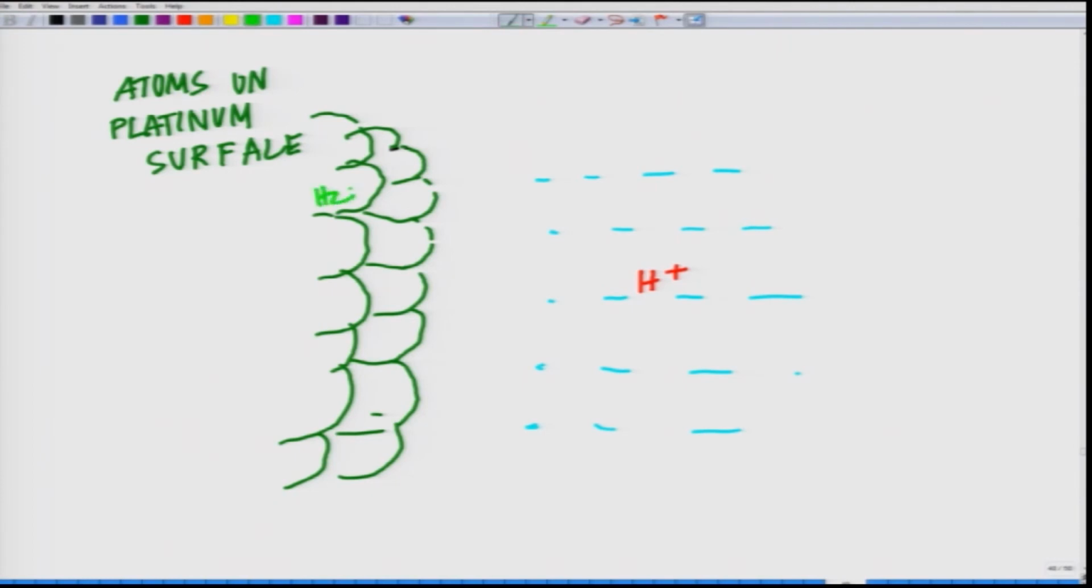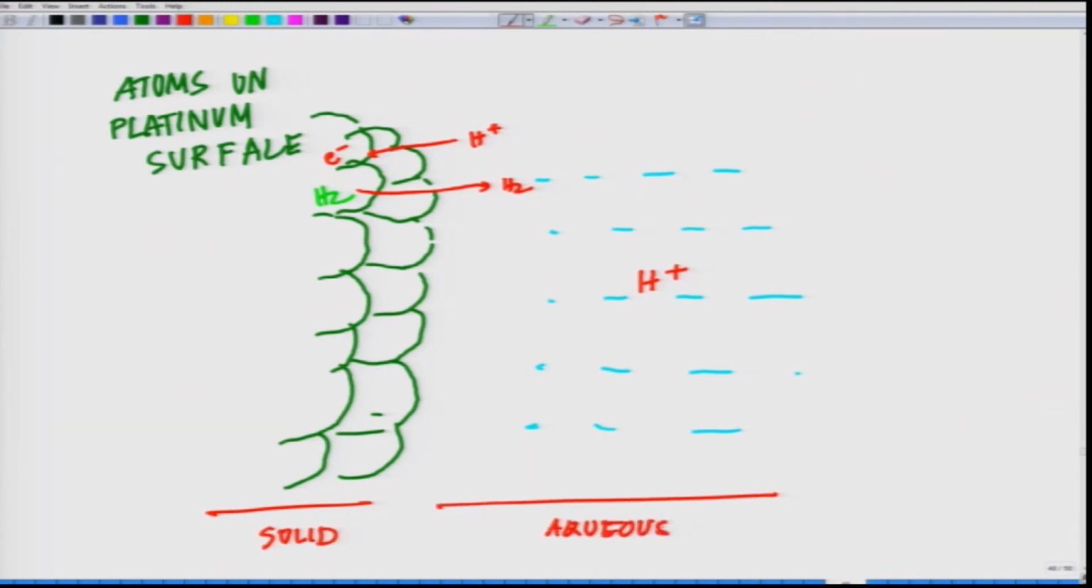Now, there is a very peculiar equilibration which is happening. These H plus ions are coming onto this surface, attracting the electrons and becoming H, and eventually become H2. Now, this H2 is traveling back into the solution in the aqueous phase. So, this is the solid and this is the aqueous or the liquid phase.